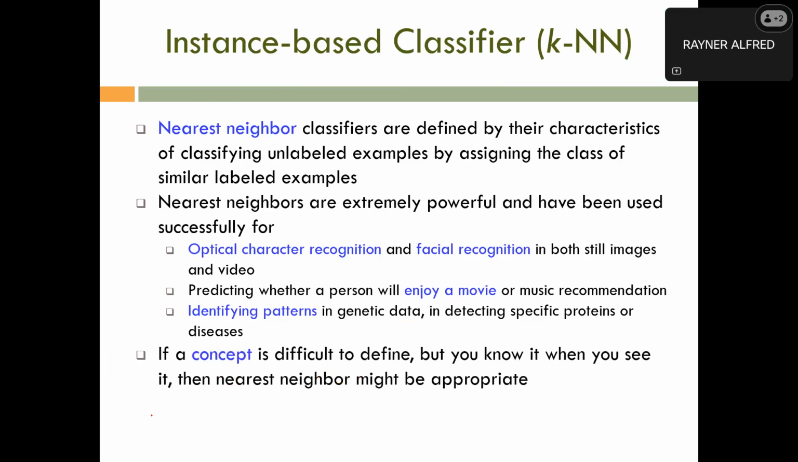Sometimes if the concept is difficult to define, but you know it when you see it, then nearest neighbor might be the most appropriate classifier, because basically they are looking at a similarity index, how similar two items are. Then they will assign the label of the data that we have in our database to the label of the new item that we have.